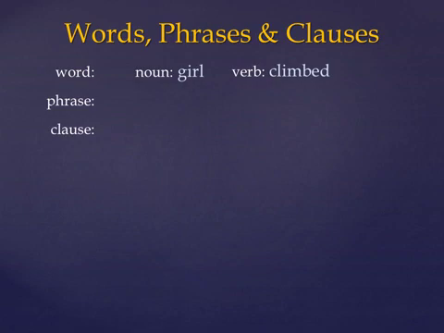And words can be put together to make a phrase. For instance, an adjective can be added to a noun to make a noun phrase. That is, a group of words which act as a single unit, or in this case, as a noun would, acting as a subject or object of a verb.